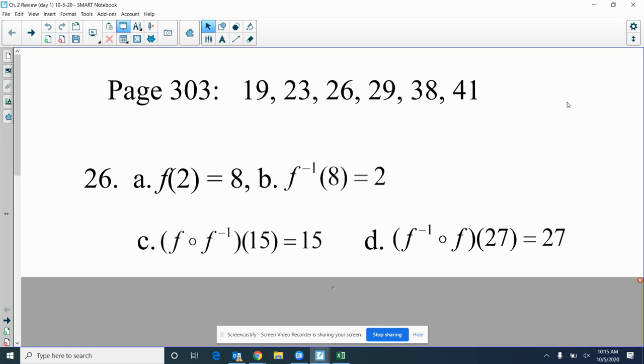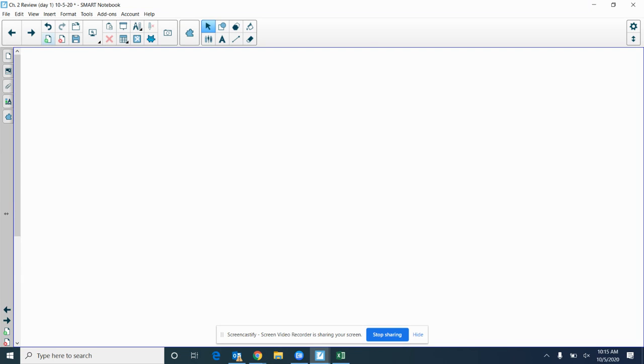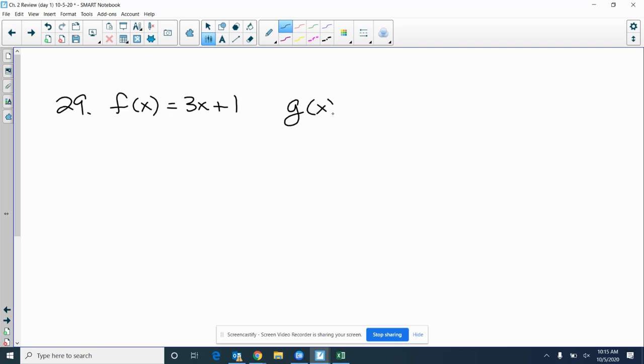All right. Here's 26, and I want to take a quick look at 29. Maggie, you got the equations for 29. f of x equals 3x plus 1, and g of x equals x minus 1 over 3. Okay, I just went through the homeworks. I checked most of them that had been previously turned in. For the most part, okay, just a couple things here or there.